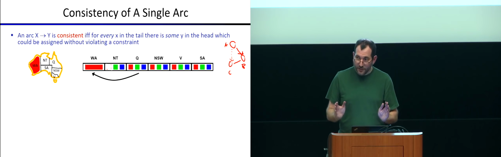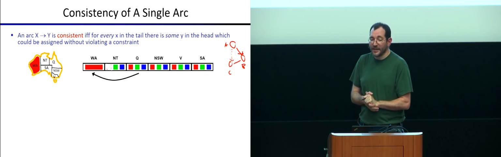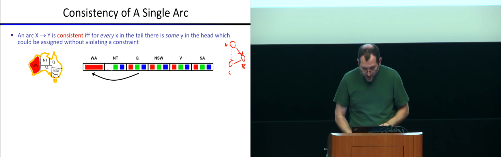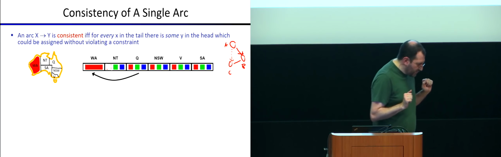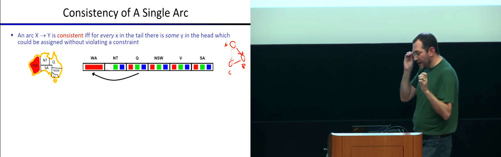Yes, red. So this arc is already consistent. I do not need to do anything to it in order to make it consistent. In general, there's a question of how do you remember this, right? There's heads and there's tails. It's very easy to get the order. Here's how I remember it.